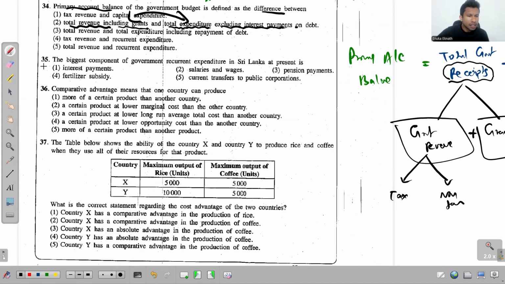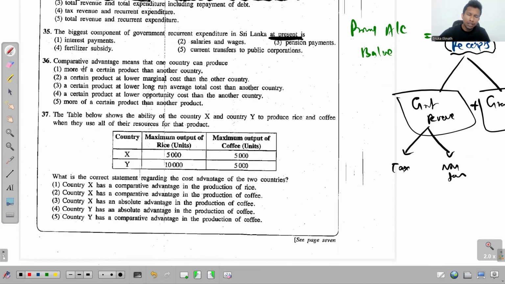The next question, 35. The biggest component of government recurrent expenditure in Sri Lanka at present. See, you know that I'm not going to discuss these questions because they may change from time to time. So the answer may not be relevant to your level year. So I'm skipping this.